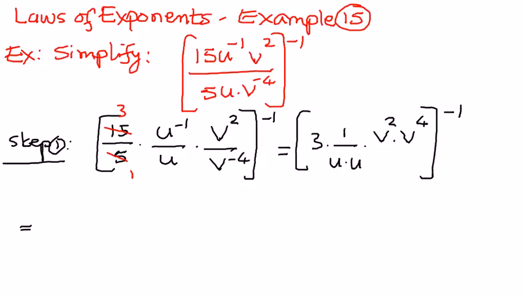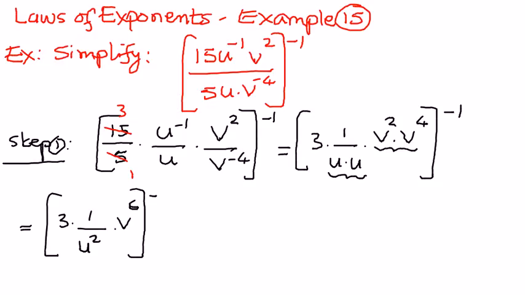So when we simplify this further, this expression simplifies as follows. 3 times 1 over, since the base terms are the same, we can use one of the laws of exponents, which says if the bases are the same, we write the base term once and then combine the powers. 1 plus 1 will be equal to 2. And then the next term, the v term, since the bases are the same, we write the base term v, and then we combine the exponents, which will be 2 plus 4 equal to 6, and this whole thing is raised to the power of -1.